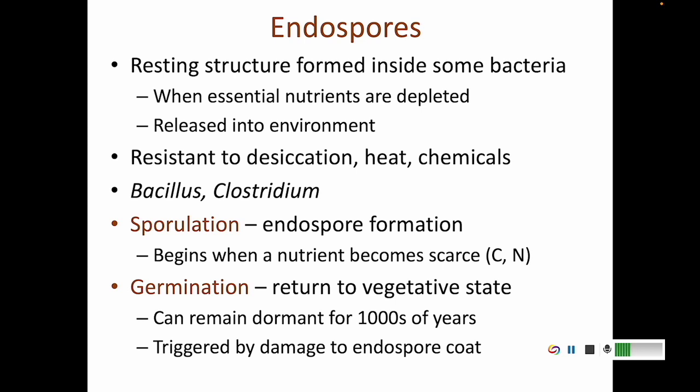Endospores are resistant to desiccation. That means you can't dry them out. They're resistant to heat, so you can't just boil them out. They're resistant to a lot of chemicals, so you can't just throw an antibiotic at them. When an endospore forms, it's called sporulation. And when the endospore chips away and the bacteria starts growing again, when it goes back to a vegetative state, it's called germination.